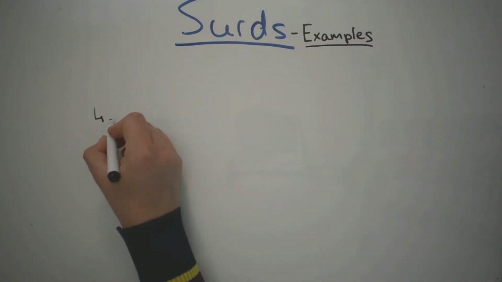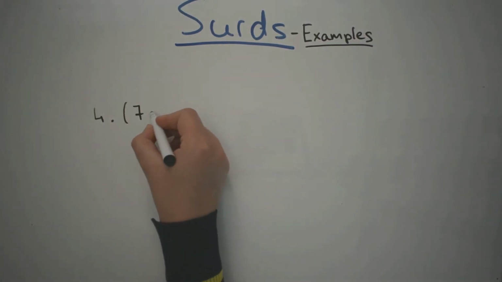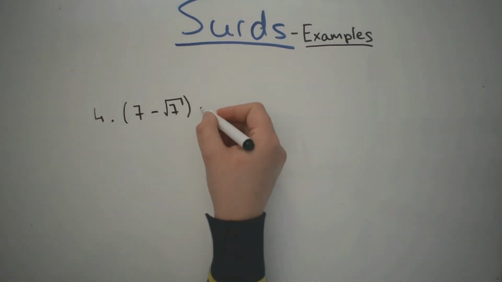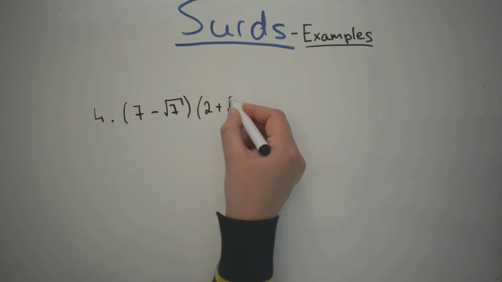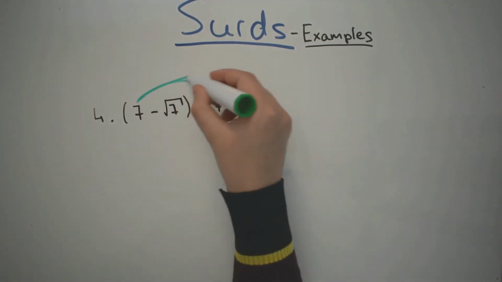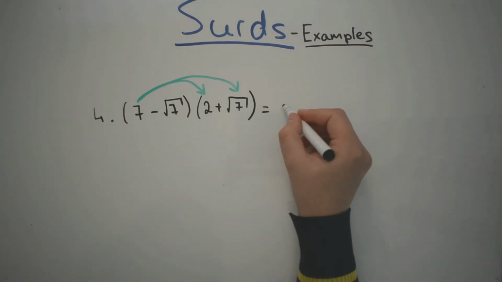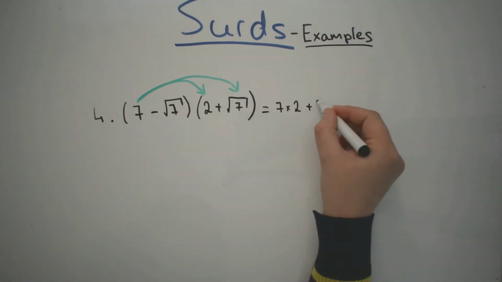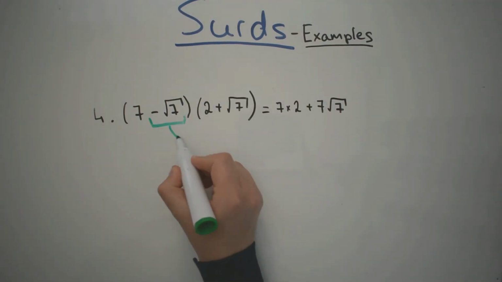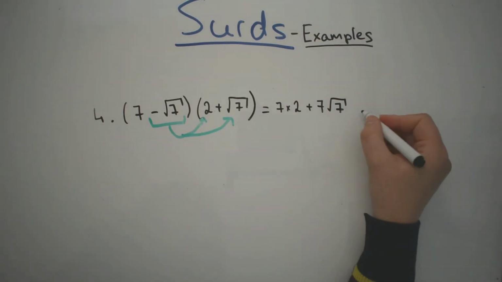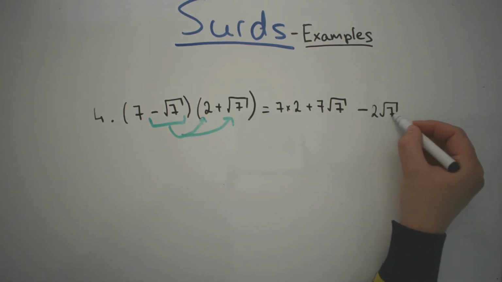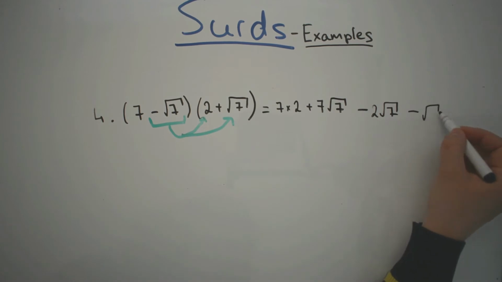Our next example is going to be 7 minus square root of 7 times another bracket of 2 plus square root of 7. So first you need to expand the brackets, and you get 7 times the second bracket, and then I'm gonna times minus square root of 7 times the second bracket. As you can see, you get 4 different results. And then the next step would be to simplify everything.